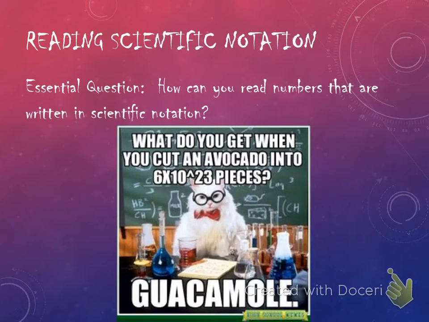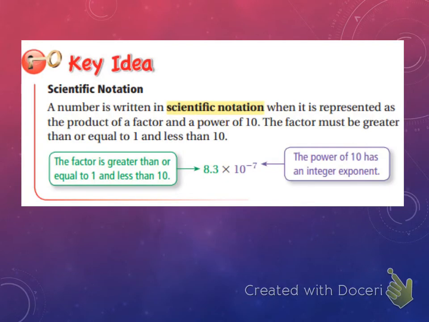This lesson is on reading scientific notation. The essential question here is, how can you read numbers that are written in scientific notation? So the key idea here is that a number is written in scientific notation when it is represented as a product of a factor and a power of 10.